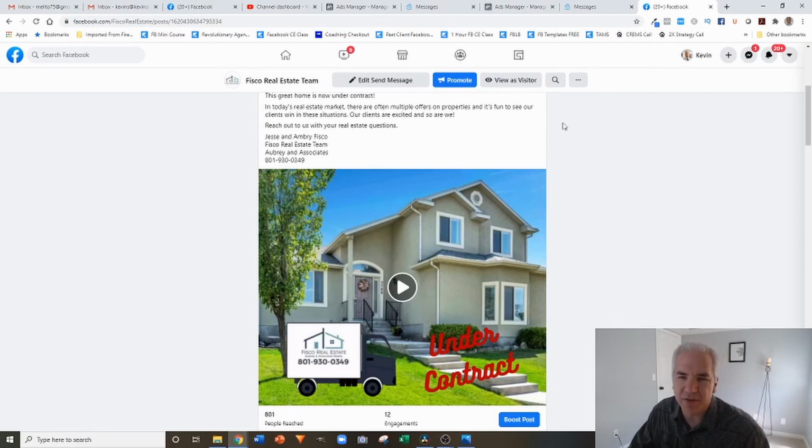Now, a lot of people say, well, Kevin, I don't want to do this because I don't want to brag. Well, remember, the intent of this isn't bragging. The intent of this is building credibility. They see that you're active and that you're successful, and people like working with successful people, right?